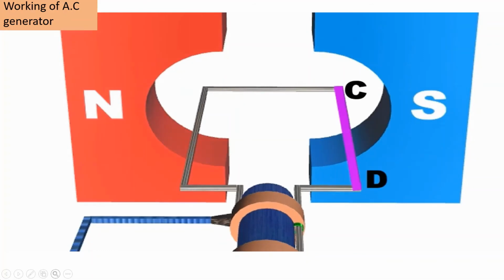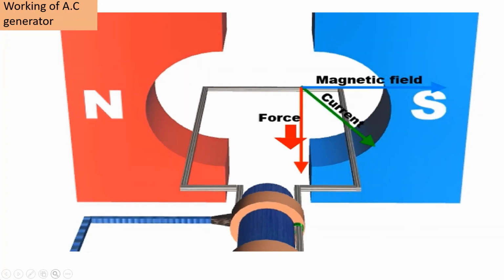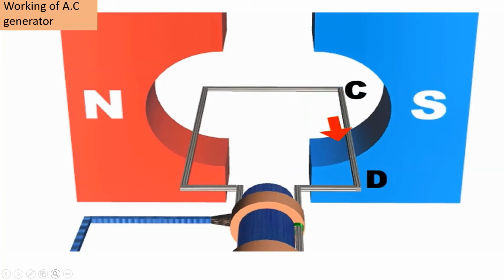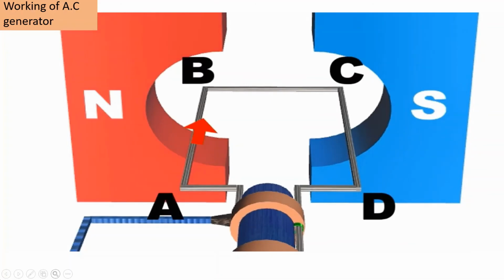Now at arm CD, the direction of force is downwards as the arm CD goes down. The thumb points down, which points the direction of force. The forefinger points the direction of magnetic field, which is from north pole to south pole. And the middle finger points the direction of induced current, which is from C to D. Thus, the current in the coil follows the path ABCD, that is from arm AB towards arm CD.